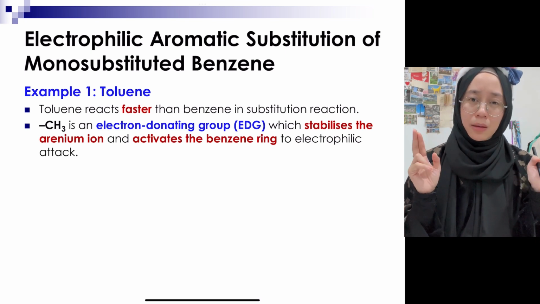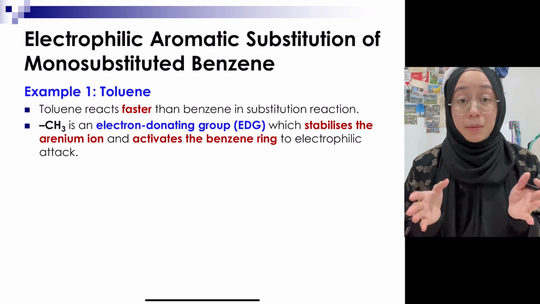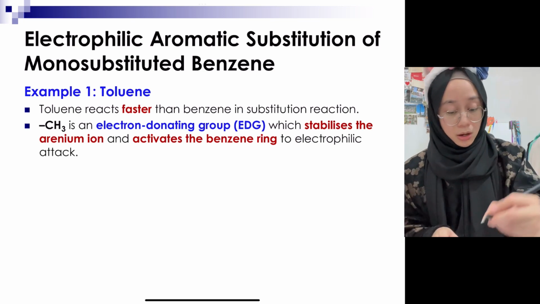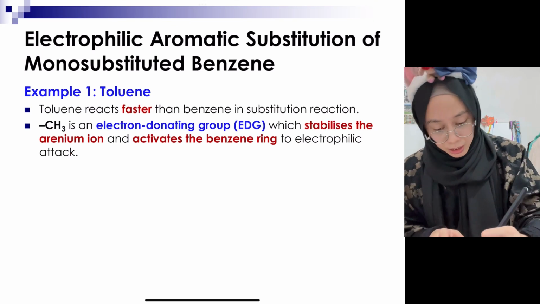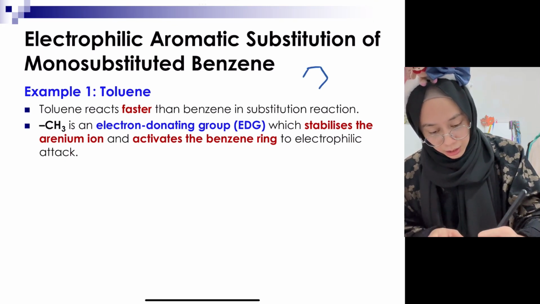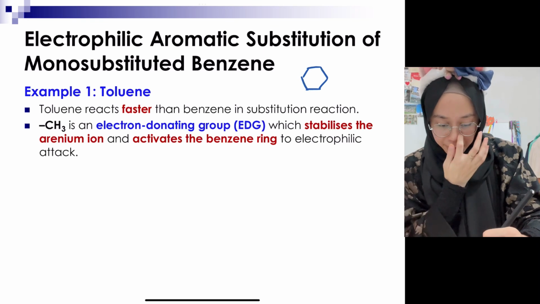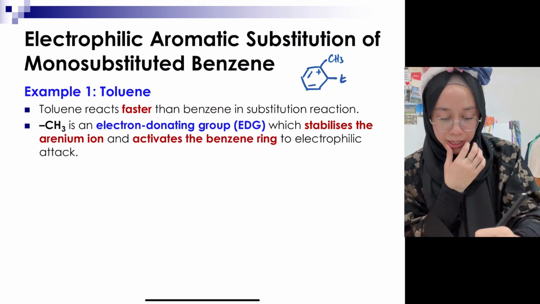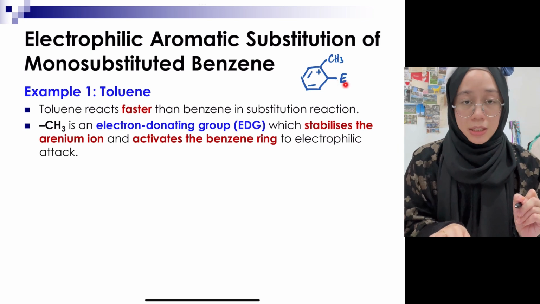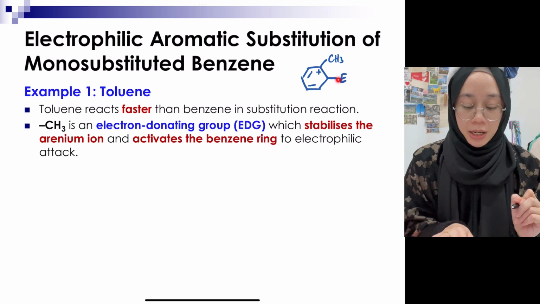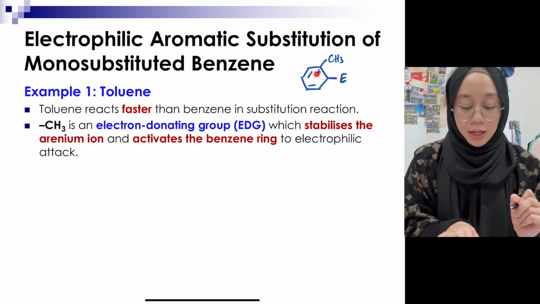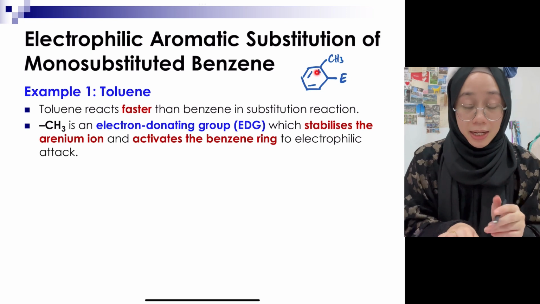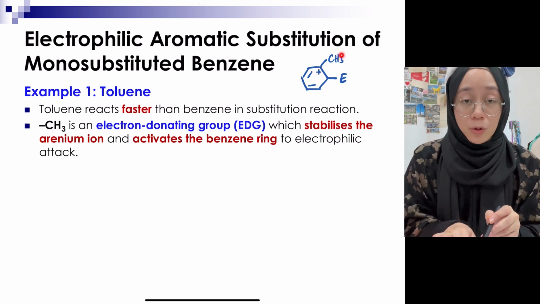So what exactly meant by stabilizes the arenium ion? So macam mana bentuk arenium ion ni? Okay, so let's say kita ada benzene ring dekat sini. Okay, whereby benzene ring ni kita ada toluene tadi kan, CH3 kat sini. Okay, and then this is the arenium ion and E dekat sini, this is the new group yang kita nak masukkan. Okay, so bila ada new group ni yang kita masukkan, and then the positively charged of the arenium ion kena dekat C yang ada methyl group ni.